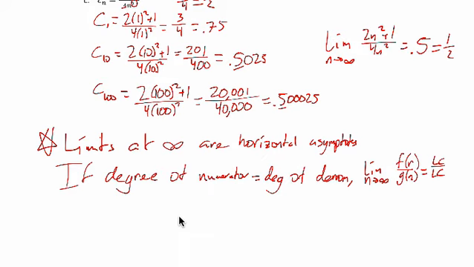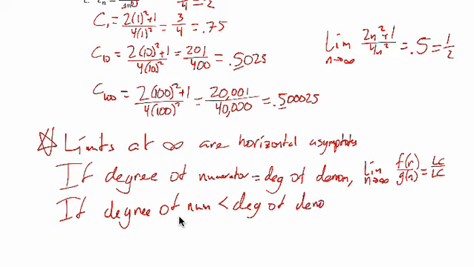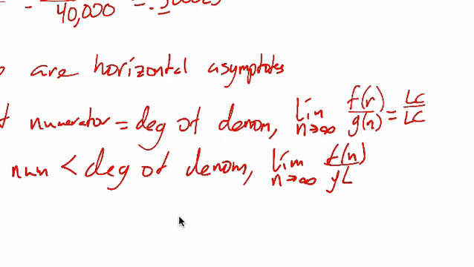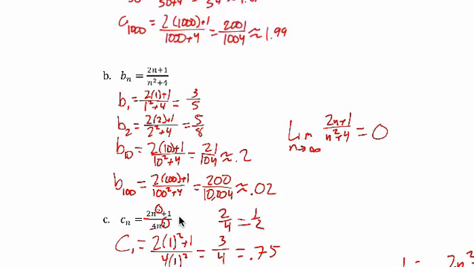Now, I'm going to start abbreviating. If the degree of the numerator is less than the degree of the denominator, the limit as n, or whatever variable you're using, approaches infinity of f of n over g of n approaches 0. We ran into that in the second problem. The degree of the numerator is less than the degree of the denominator.